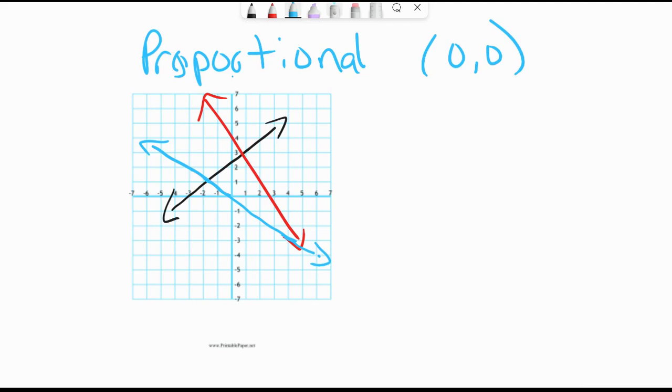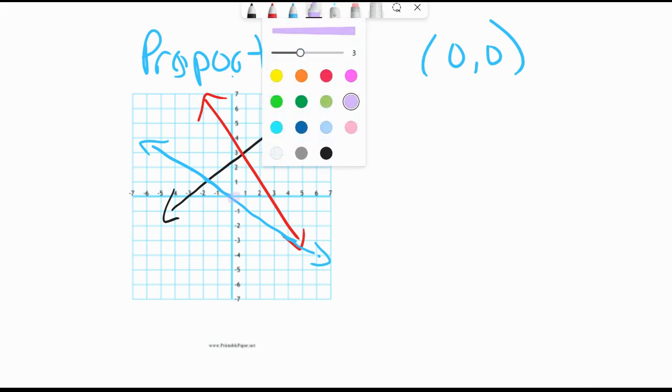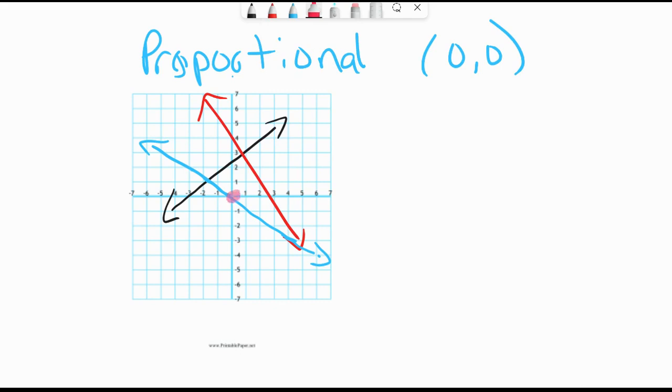Okay, so if you take a look at this black line here, it does not go through point zero zero. Let's highlight point zero zero in purple. Let's change that color so we can make it a little more vibrant. Okay, so right here, point zero zero. The black line is a no. It does not go through point zero zero or the point of origin, so it's not proportional.